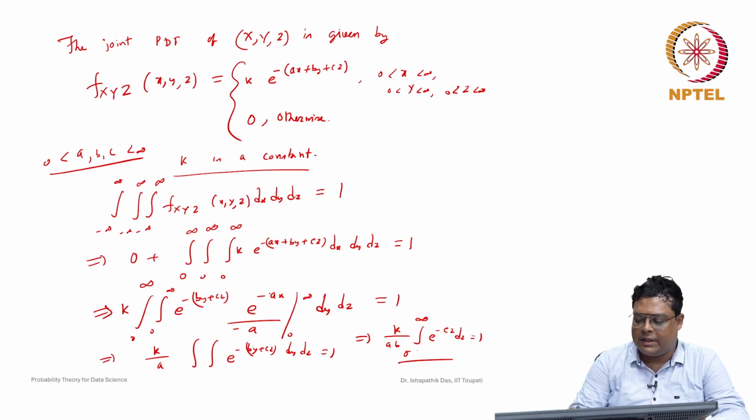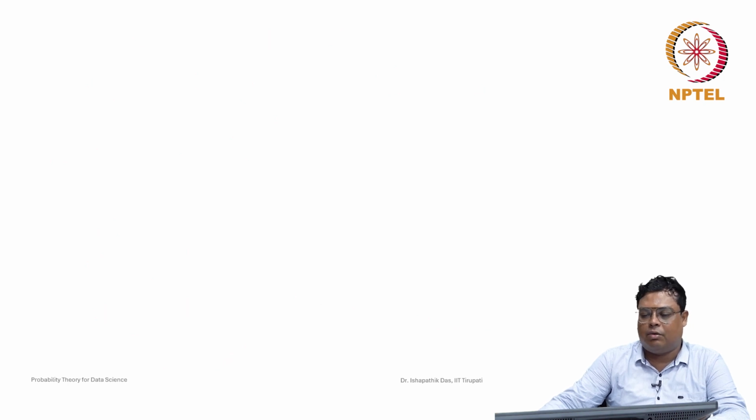So this is the first integration, e to the power of minus ax. Similarly, e to the power of minus by, then e to the power of minus cz, all will be similar by symmetry. These are very similar, just the constants are changed. Accordingly, this value will come out as 1 by abc. So k by abc is equal to 1, hence k is equal to abc.